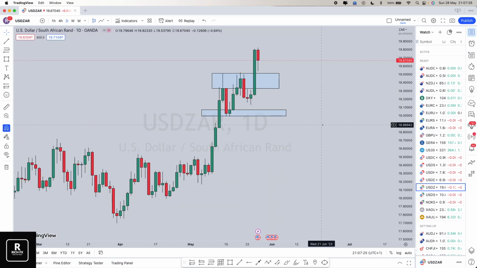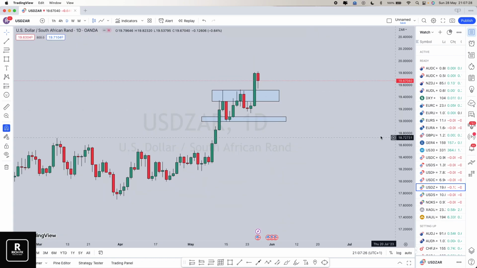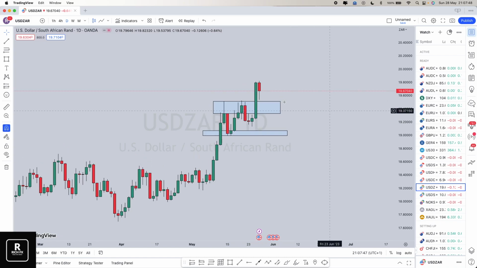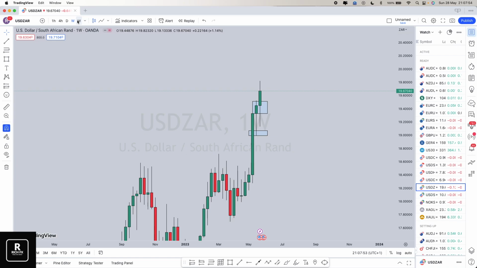Next pair, USD ZAR, good one. Double top, resistance zone, broken above, giving us two bullish candles, and it's giving us a retracement now. So hopefully, if this area here acts as support, which is obviously our nice flip zone as well, then we're still looking for buys anyways.